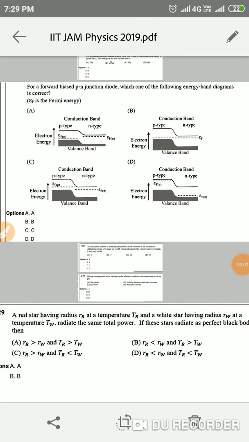Hey guys, in this video, I will discuss the IIT JAM 2019 physics paper from question number 26 to question number 30. I have already discussed the questions from 1 to 25 in my previous videos.